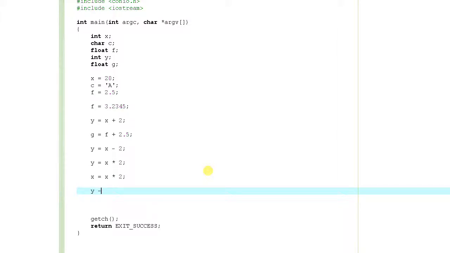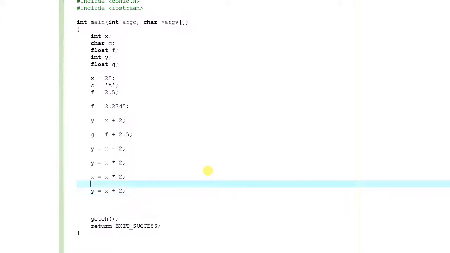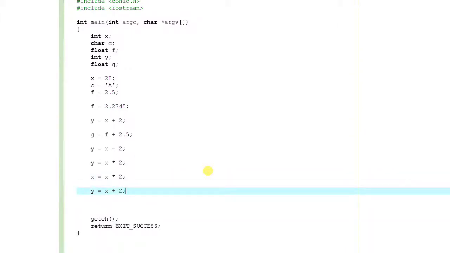So if I do y is equal to x plus 2, then at this point the value of x was 40, so the value of y is going to be 42. So you see how you can compute something and then assign it to any variable.